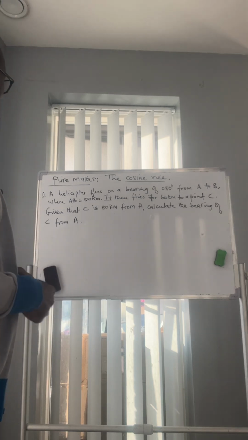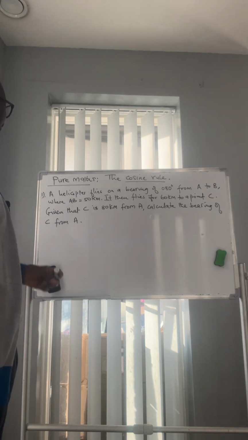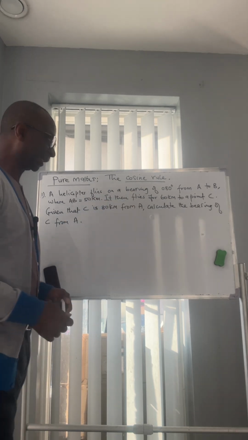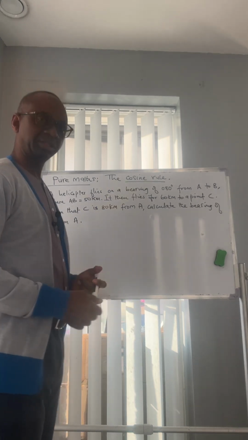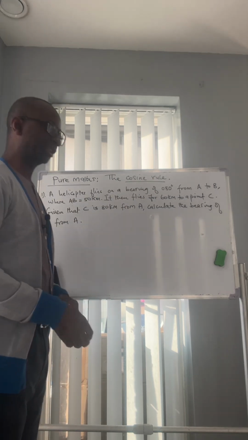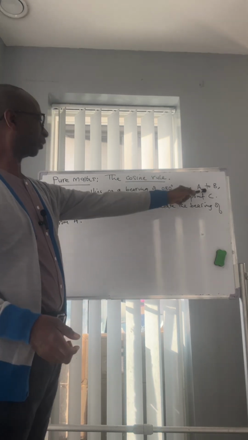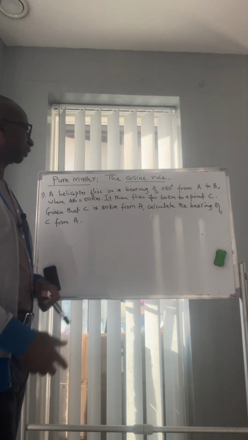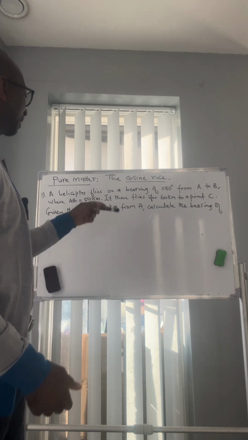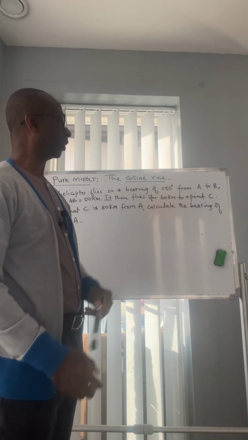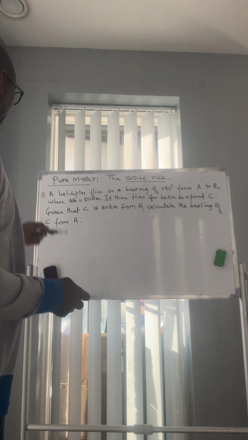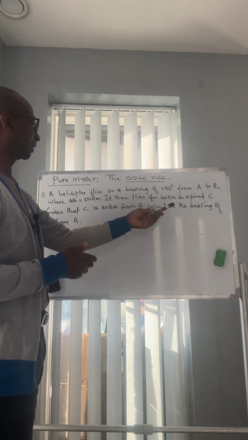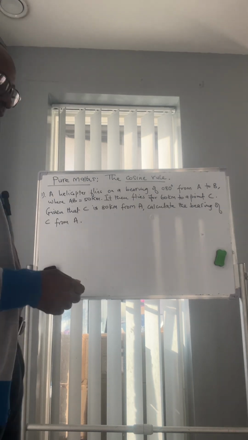Our next question says that a helicopter flies on a bearing of 80 degrees from A to B. This is 80 degrees from point A to point B, where AB is 50 kilometers. It then flies for 60 kilometers to a point C. Given that C is 80 kilometers from A, calculate the bearing of C from A.